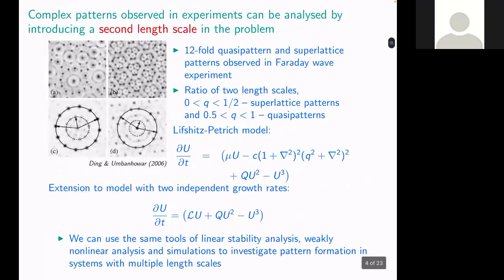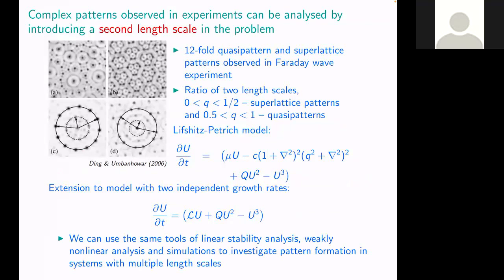So let's talk more about these complex patterns. And here we have a picture, which is the results from Faraday wave systems again. And we see on the top two panels distinctly different patterns. And this is how the real space or the actual pattern looks when you look at it. But you can also look at the Fourier spectra of these patterns, and they also look distinctively different.